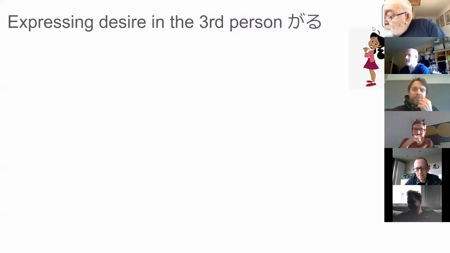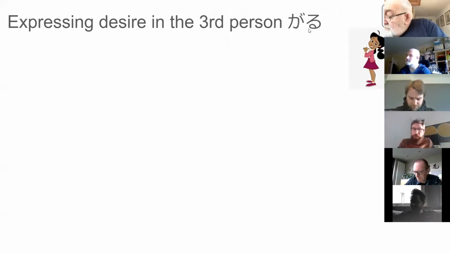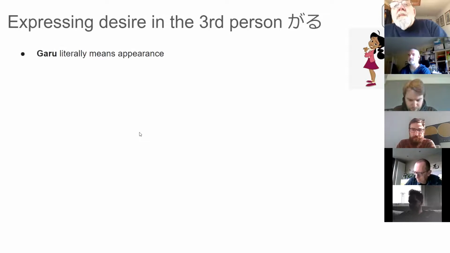And we're introducing a new verb, but it's not really a verb at all, but it is a verb, but it's not a verb, which is garu. I say it's not a verb because if you look, it doesn't actually have a kanji entry. It's almost certainly just a grammatical term, but it is treated like a verb. Garu literally means the appearance of something.